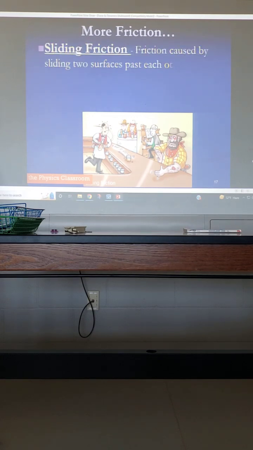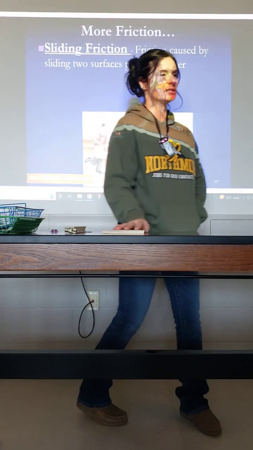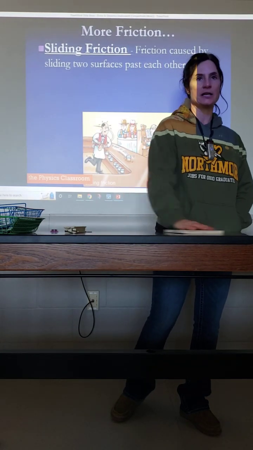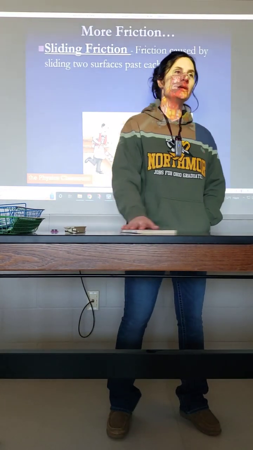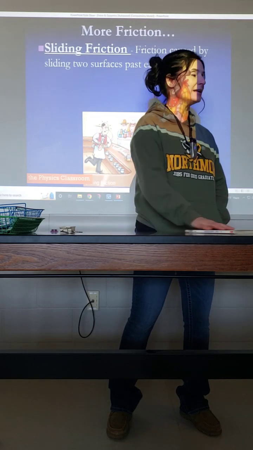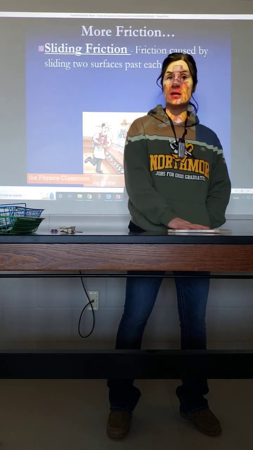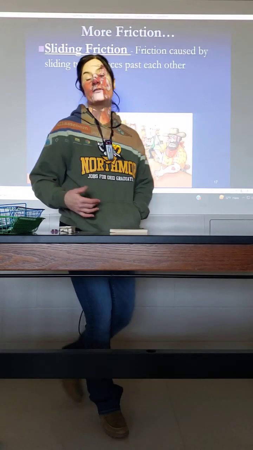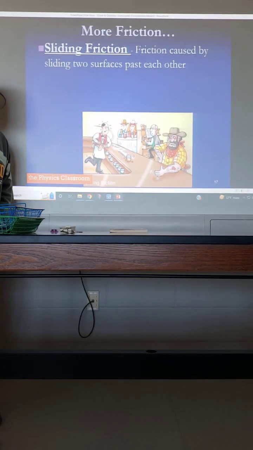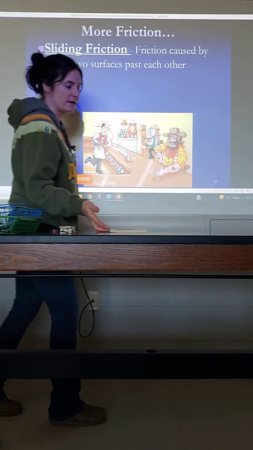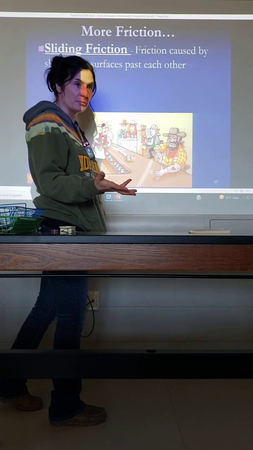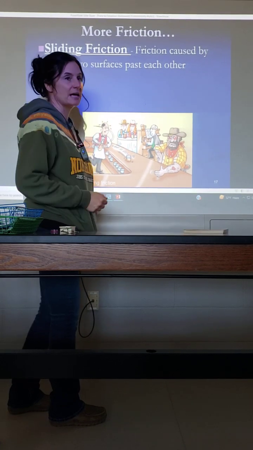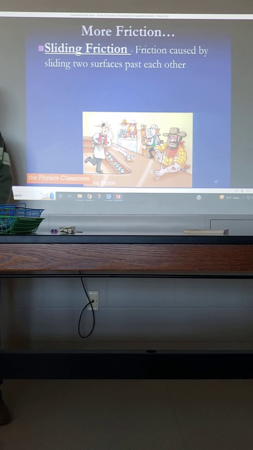Sliding friction is friction caused by sliding two surfaces past each other. They slide. So this book is experiencing sliding friction. I'm sliding it all around the table. I'm moving it, so the applied force is more than that sliding friction, but if I give it a tap, it's going to eventually stop pretty quickly. If I give it another little tap, right, it'll move until the sliding friction totally slows it down.